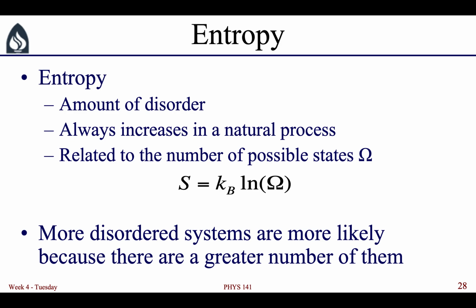Entropy. Entropy is a very fundamental principle in physics and is equal to the amount of disorder in a system. Entropy always increases in a natural process. And the equation that defines entropy is given here. Entropy, S, is equal to Boltzmann's constant times the natural log of omega, where omega is the number of possible states a system can be in.